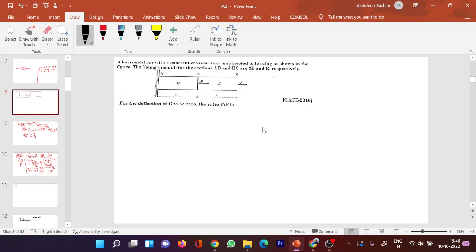Try this question once. First try to make the FBD and then try.